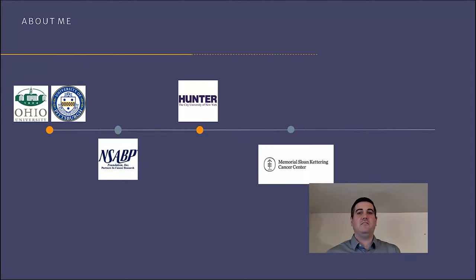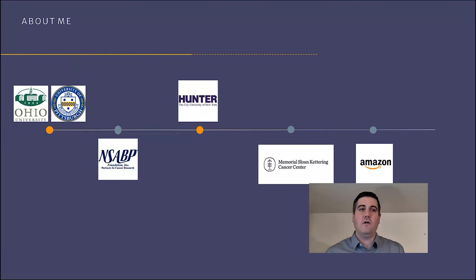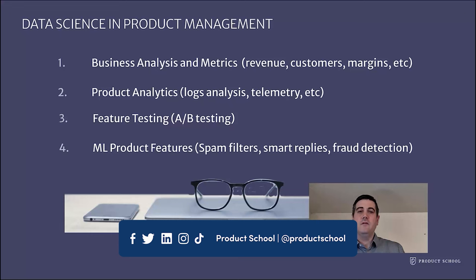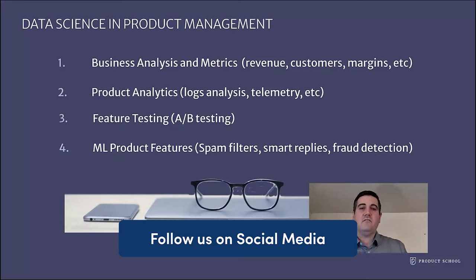I then took that combination of statistics and computer science and went to Memorial Sloan Kettering Cancer Center, where I managed a data science team focused on bringing new data tools and applications and making the cancer research data of Sloan Kettering more accessible to both clinicians and researchers. I then moved into Amazon, where I had a couple of roles, one of which was on a grand challenges team, an R&D department tasked with coming up with new ventures for Amazon to get into. Finally, I made my way over to Google, where I'm currently a product manager in the data analytics space.